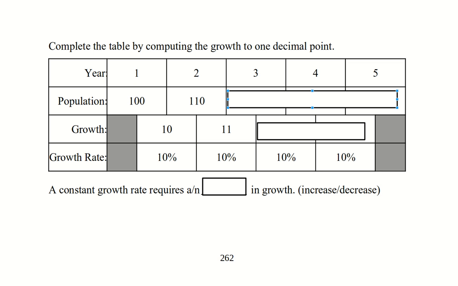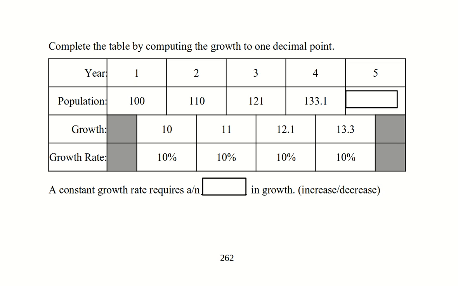And at the beginning of the third year, we're now talking about 121 people. The growth rate is still 10%. 10% of 121 is 12.1. So that 12.1 gets added to the 121. We're still growing at 10%, so 10% of 133.1, rounded to the nearest tenth, is 13.3. And of course that takes our population up to 146.4.